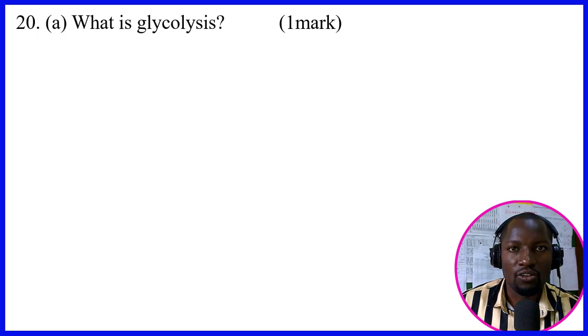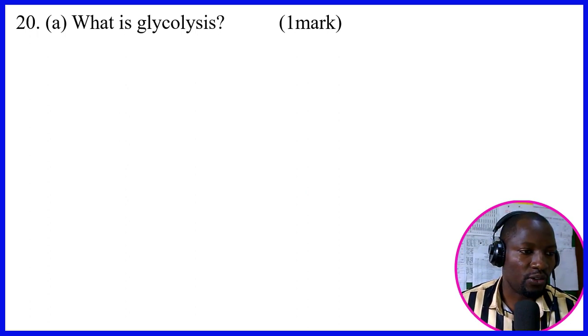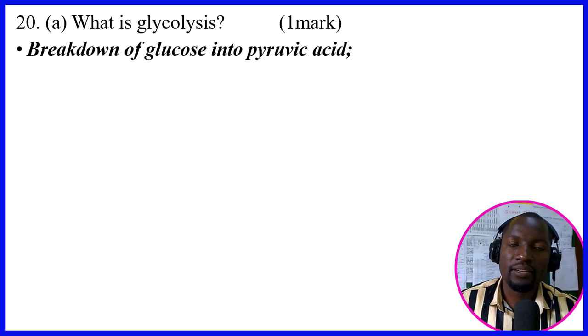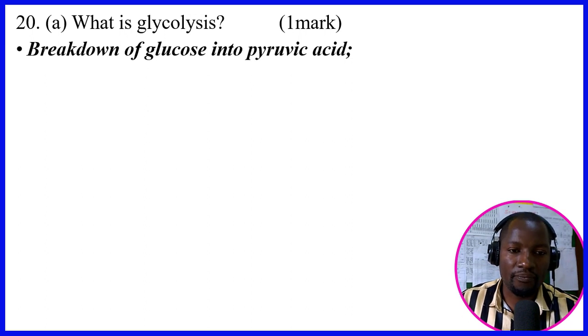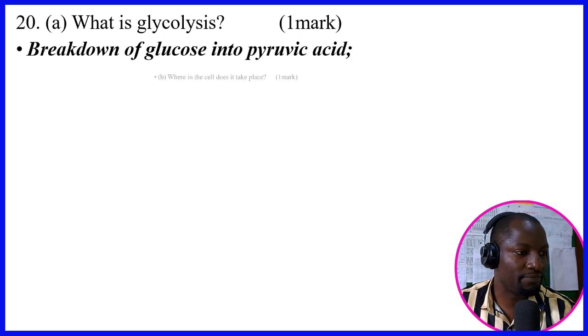What is glycolysis? This is the breakdown of glucose into pyruvic acid, and this happens during respiration. During that respiration, when glucose is being broken down in absence of oxygen, that is the first stage, known as glycolysis, which is the breakdown of glucose into pyruvic acid.